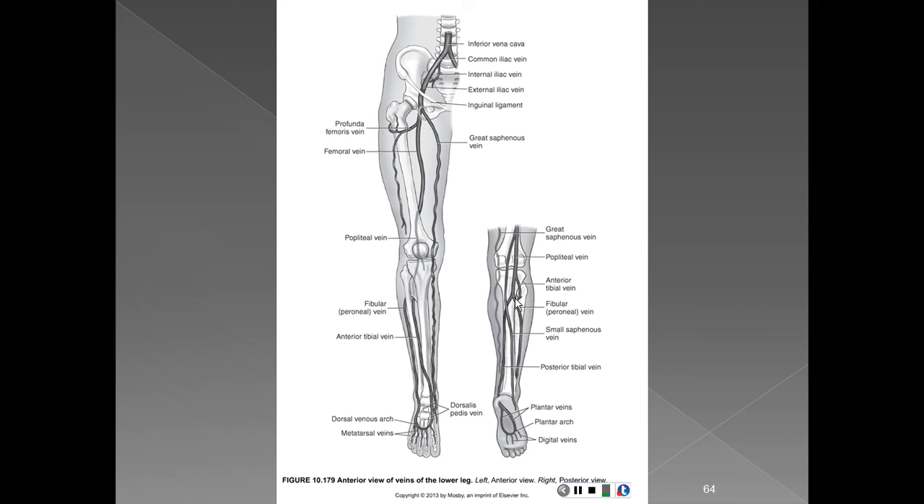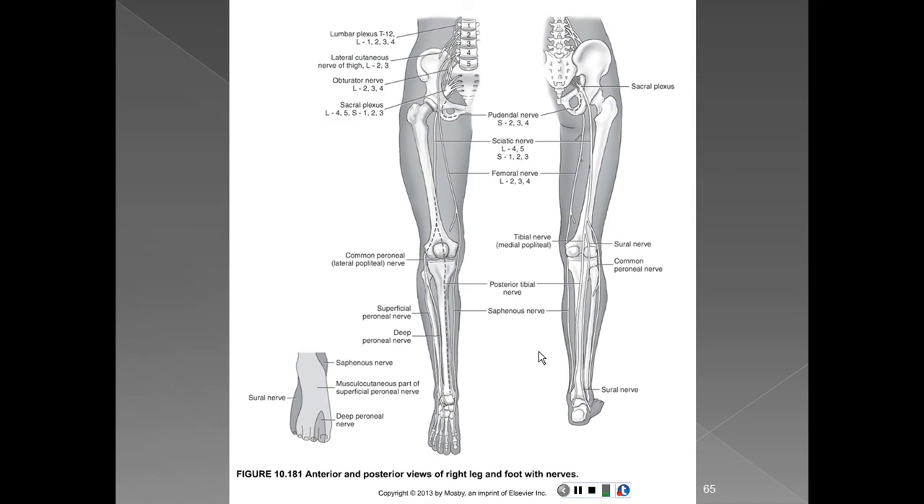So the anterior tibial will traverse the fascia plane between the tibia and fibula to travel anterior to the tibia, and then it'll bifurcate, turn to the posterior tibial vein, and then you have the plantar veins, the plantar arch, and the digital veins.